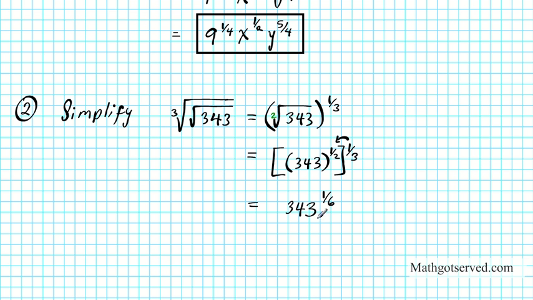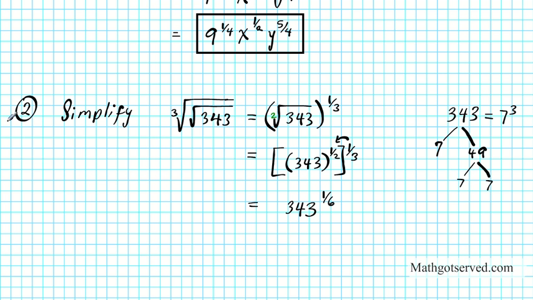Okay. Now, let's see if I can express 343 as a power. So to do that, I'm going to take 343 to the side, and I'm going to find the decomposition of 343 and express it as a power. All right, so I know 7 goes into 343. 7 goes into 343 49 times. And then 7 goes into 49 7 times. So 343 written as a power is 7 to the 3rd power.